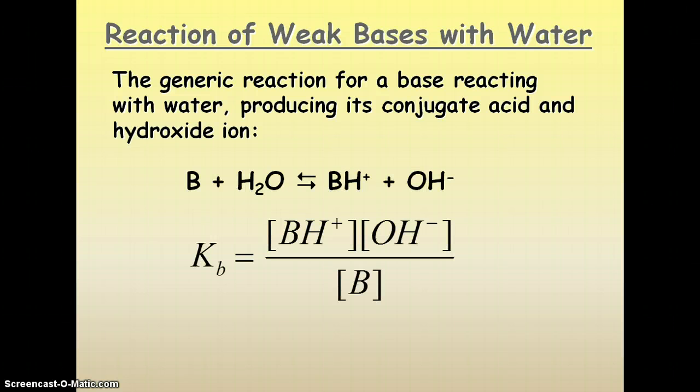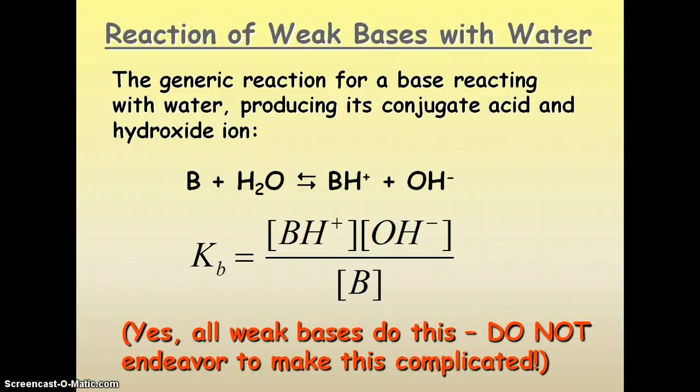So when we're talking about Kb, that is the equilibrium constant for the reaction of a base with water, and its equation is going to be the conjugate acid of that base, which is going to be BH plus, and then the hydroxide ion over the base itself. All weak bases do this. Do not complicate it and try to make it something that it's not. They all do this.